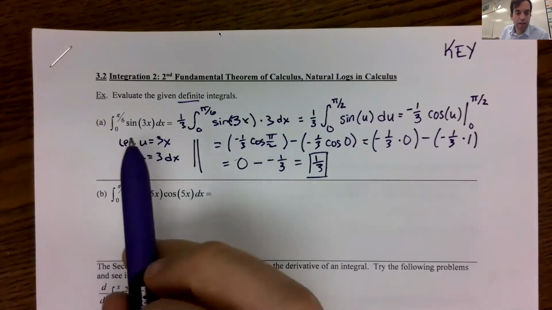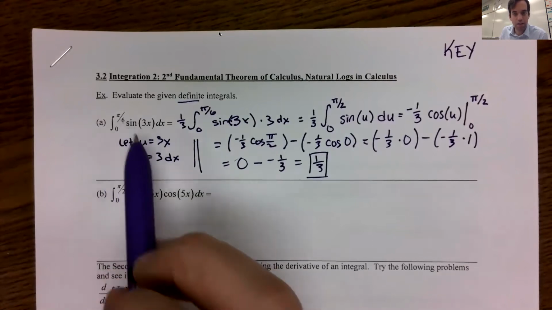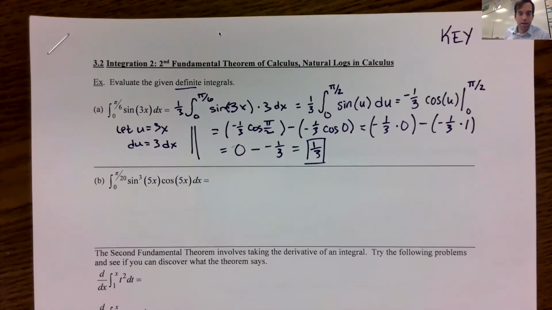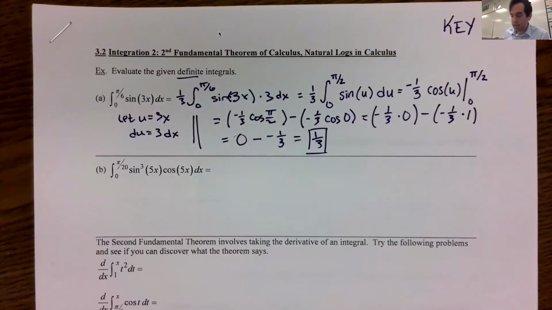And that means that if we actually graphed sine of 3x and we shaded in the area from an x value of 0 to an x value of pi over 6, and if we could somehow figure out the area, it would be 1/3 units squared. All right? So that's how we do a definite integral algebraically. Let's try this again in letter B.